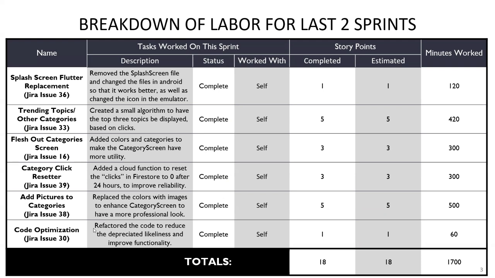Then I have code optimization, where I refactored the code to reduce deprecated usages and improve functionality. Just a lot of the blue line errors that a lot of people ignore. I feel like it does help the project out. That gives us a grand total of 18 story points, both assigned and completed, and 1,700 minutes.